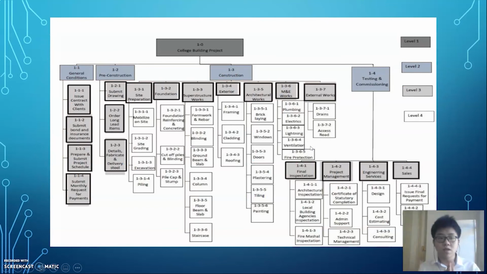Okay, so this is our WBS, which has 4 levels. The first level is the college building project, and the second level is general condition, pre-construction, construction, and testing and commissioning. And then we have level 3, then level 4.